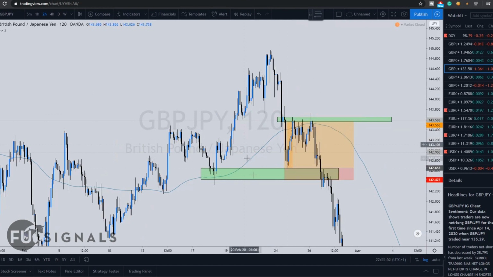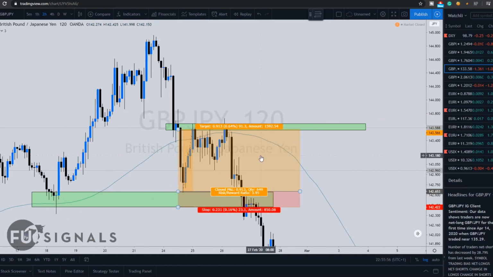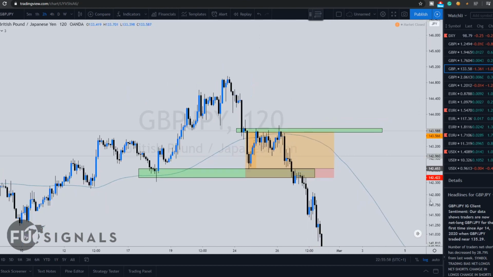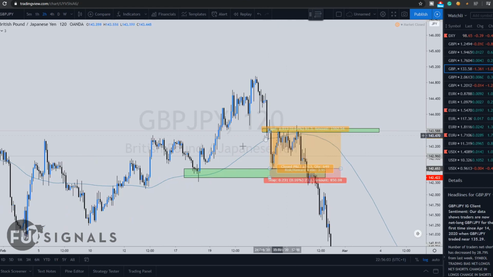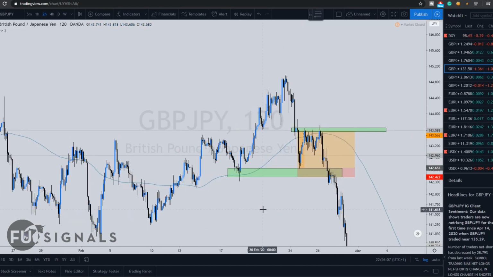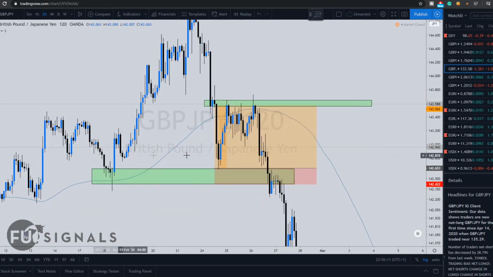So this is how you could have easily marked up a setup, a very clean setup, using these reaction levels and aiding them not only to get your entry, but also using them to predict where the market could move, right? Where the market could react from. So that helps you in placing your take profit level.